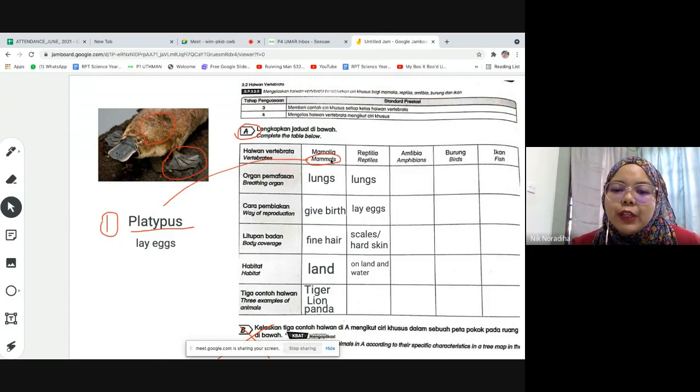So that's why we humans are under mammals as well. That's their group, the classification. We are covered in fine hair. We breathe using our lungs. We live on the land. The female human gives birth. So we are mammals. But this question asks you for three examples of animals. Don't write human for mammals because they ask you about animals.